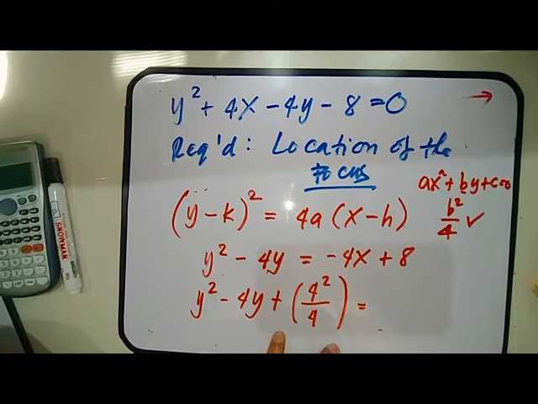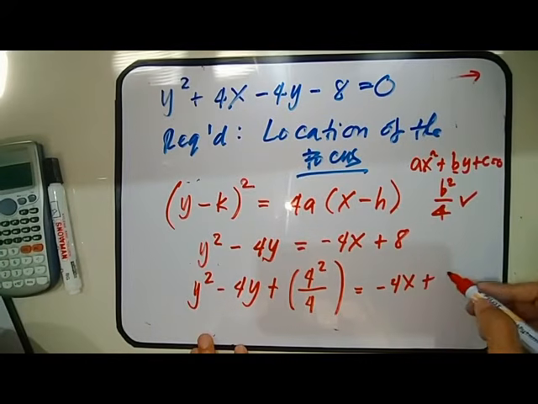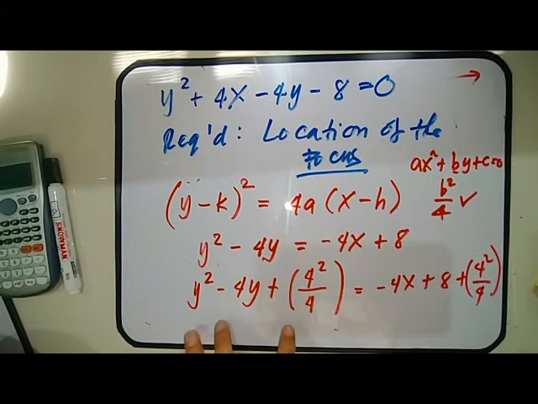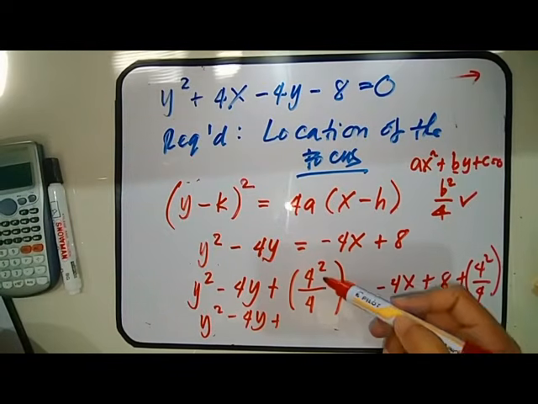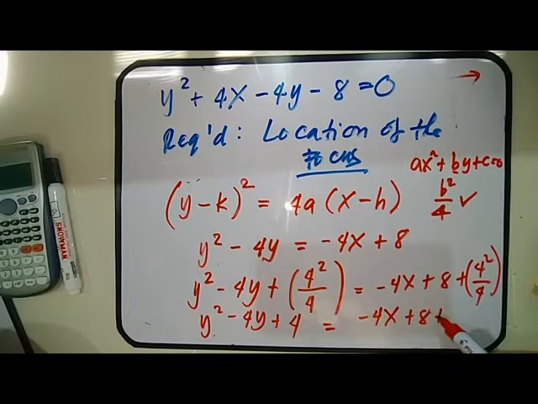So, since nag-add ka dito ng 4 squared over 4, mag-a-add ka rin sa kabila para balance siya. Hindi pwede yung isa lang. So, loss of algebra yon. Once na nag-change ka dito, you should always change the other side. So, minus 4x plus 8 plus 4 squared over 4. So, yun ang in-add nating dalawa para maging complete ito. We have here y squared minus 4y plus, we have 16 divided by 4, so that is always 4. Here, negative 4x plus 8, here plus 4, so you have negative 4x plus 12.